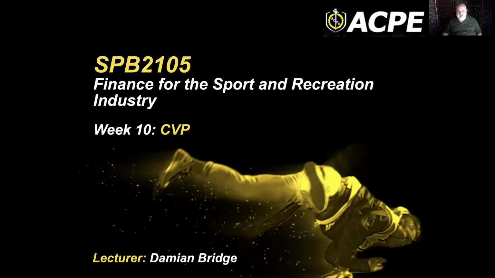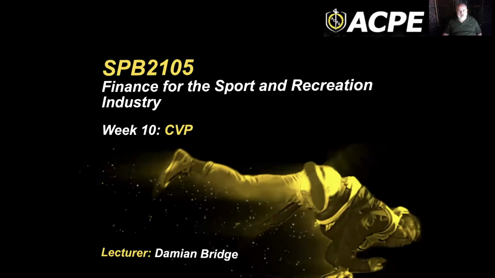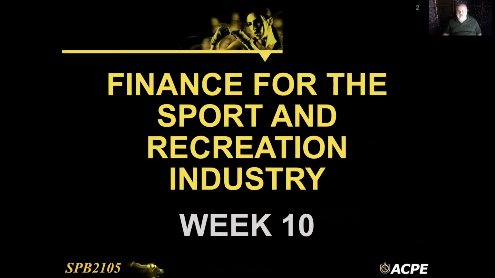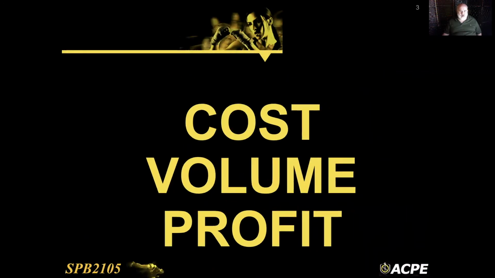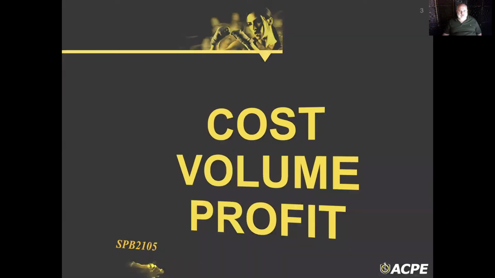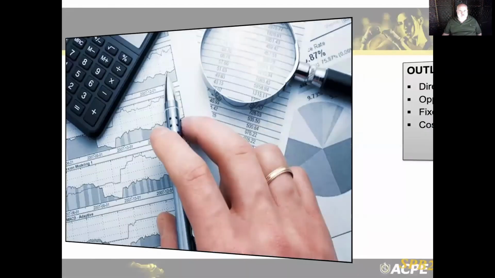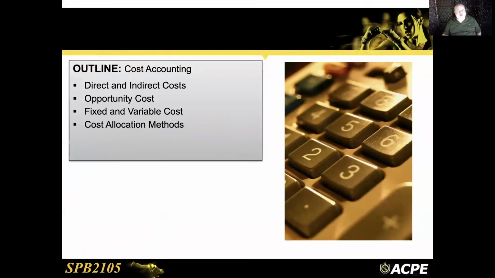Okay, so this week, week 10, we're talking about cost, volume, profit analysis. Essentially, we're going to be talking about cost accounting. So that means we're going to be talking about direct and indirect costs. We're going to have a little time on opportunity cost. We're going to talk about fixed and variable cost, and then some cost allocation methods, okay?